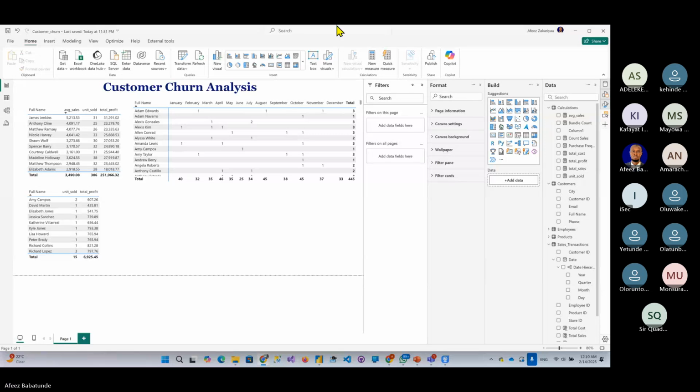So you can imagine, I'm not a salesperson and I'm not a customer support person, but I can relate with what they do. That's you being an analyst. You have to be able to at least think of something to bring out insight from your data.